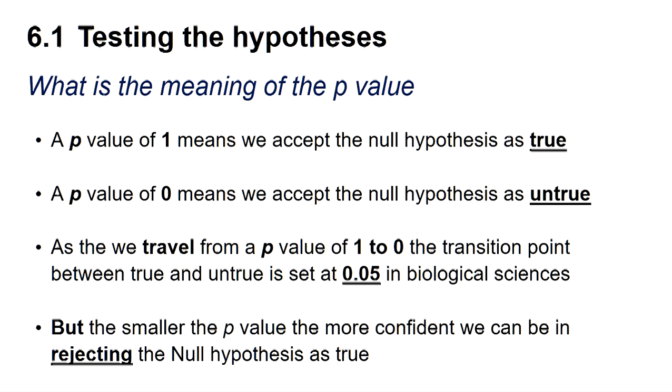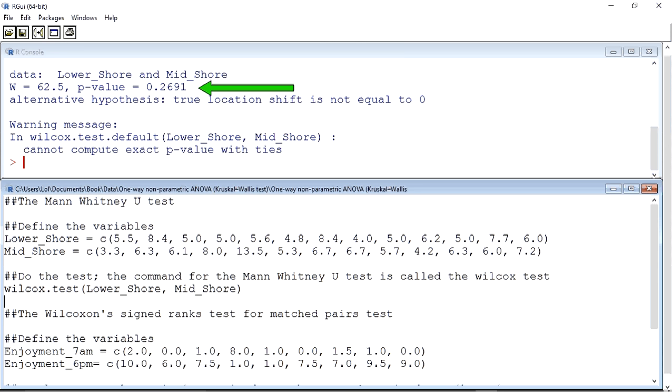So what is the meaning of the P value? A P value of 1 means we can accept the null hypothesis as true, whereas a p-value of 0 means we can accept the null hypothesis as untrue. As we travel from a p-value of 1 to 0, the transition point between true and untrue is set at 0.05 in the biological sciences. The smaller the p-value below 0.05, the more confident we can be in rejecting the null hypothesis. So, a p-value of 0.2691 means we cannot reject the null hypothesis, and we conclude that there is no difference in median height of periwinkle found on the lower and the midshore.